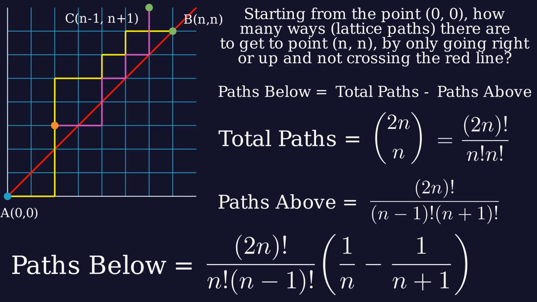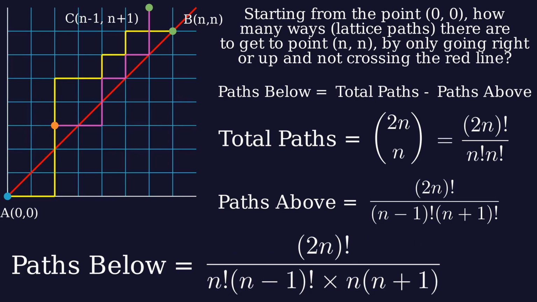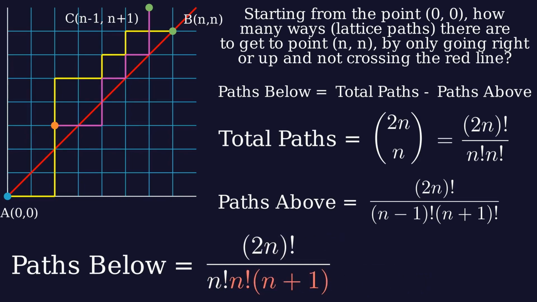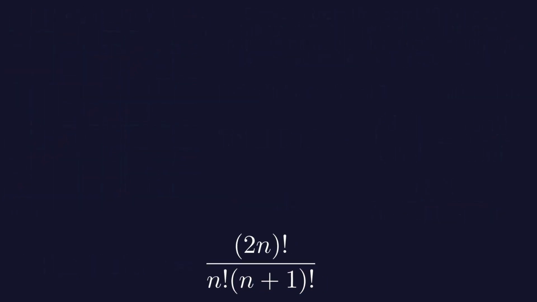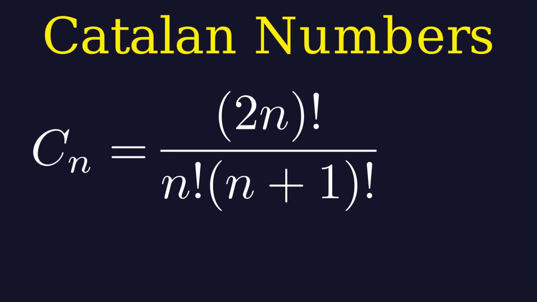Now let's subtract the terms in the brackets. So the common denominator is n times n+1. And in the numerator we have n+1 minus n, so we are left with just 1. N times n-1 factorial is just n factorial, and n+1 times n factorial is equal to n+1 factorial. This is the formula for the Catalan numbers. The nth Catalan number is equal to 2n factorial divided by n factorial times n+1 factorial. We have the answers to all questions.